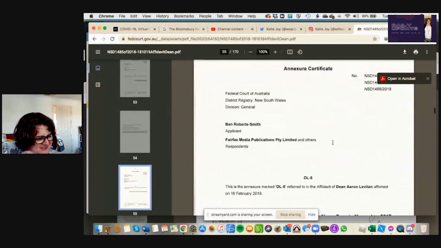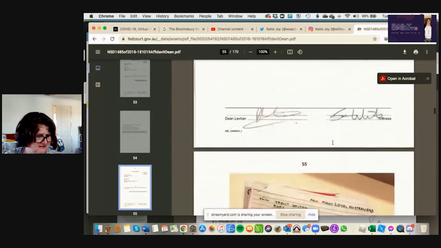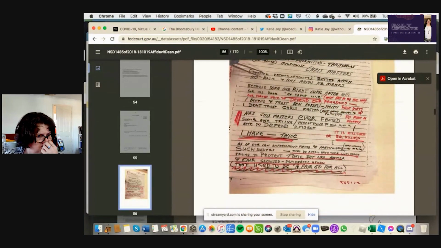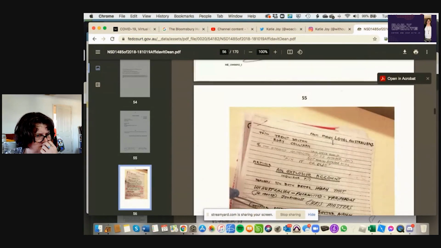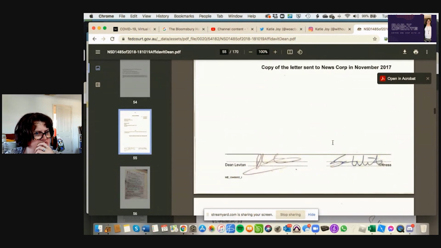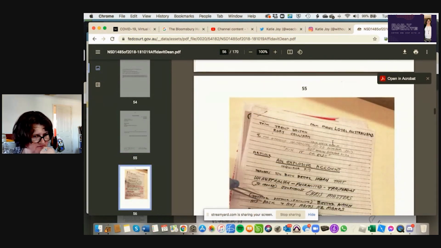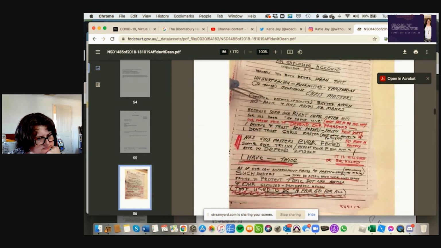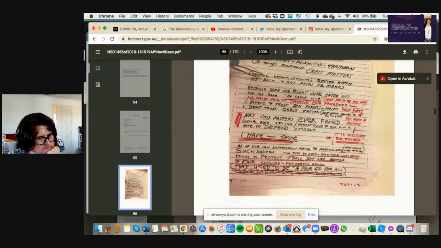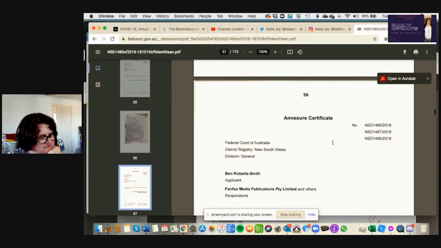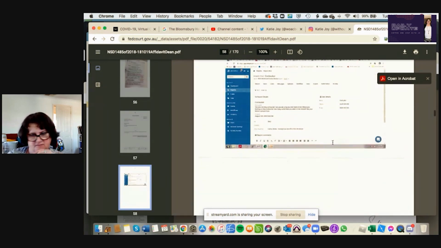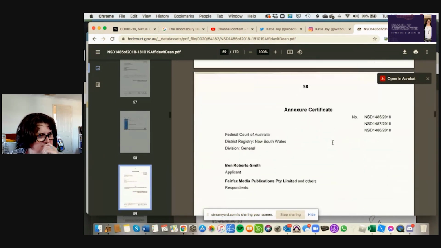I don't know if Scott's the sender or if Scott's the recipient. This is an email to News Corp. I just want a copy of the letter sent to News Corp. All right, so this was the letter that they received. Many loyal Australians. It's handwritten. Here's the copy of the email, the whisper, the messages.